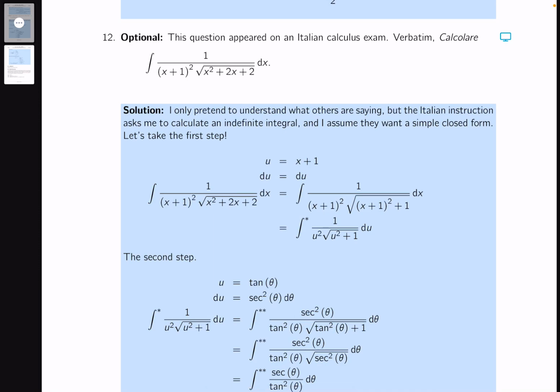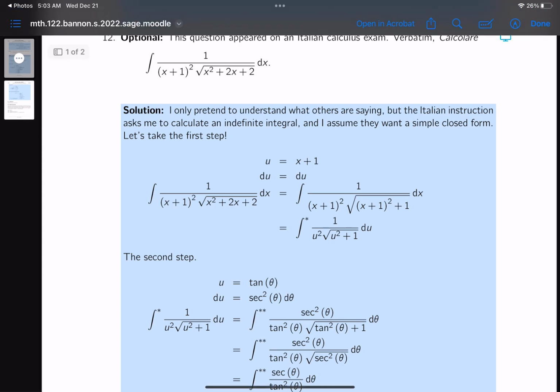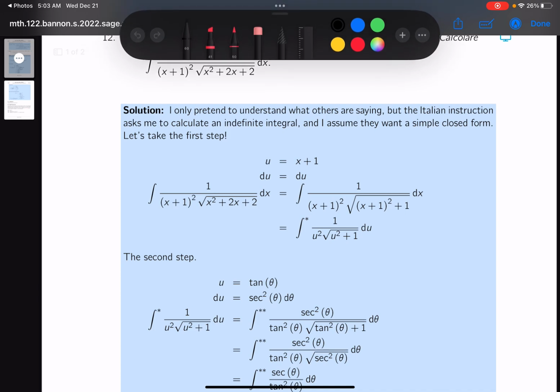Okay, not a difficult question. It's certainly optional for you guys. It comes from a calculus exam from Italy. I can't really read Italian, but you can certainly understand what they're saying over here. At least I believe you can. Let me just go through that with you.